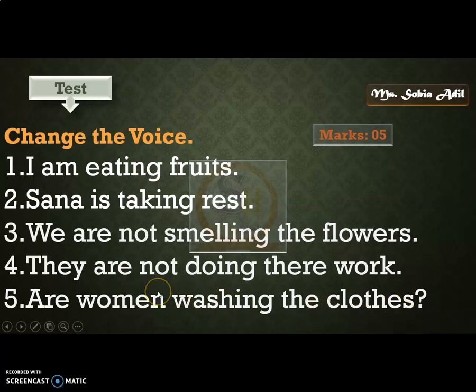So you need to keep this thing in your mind that you have to change the negative into negative one, positive or affirmative into affirmative one, and interrogative sentences into interrogative, right? So you are to complete this test. Send it to me so that I can mark it.